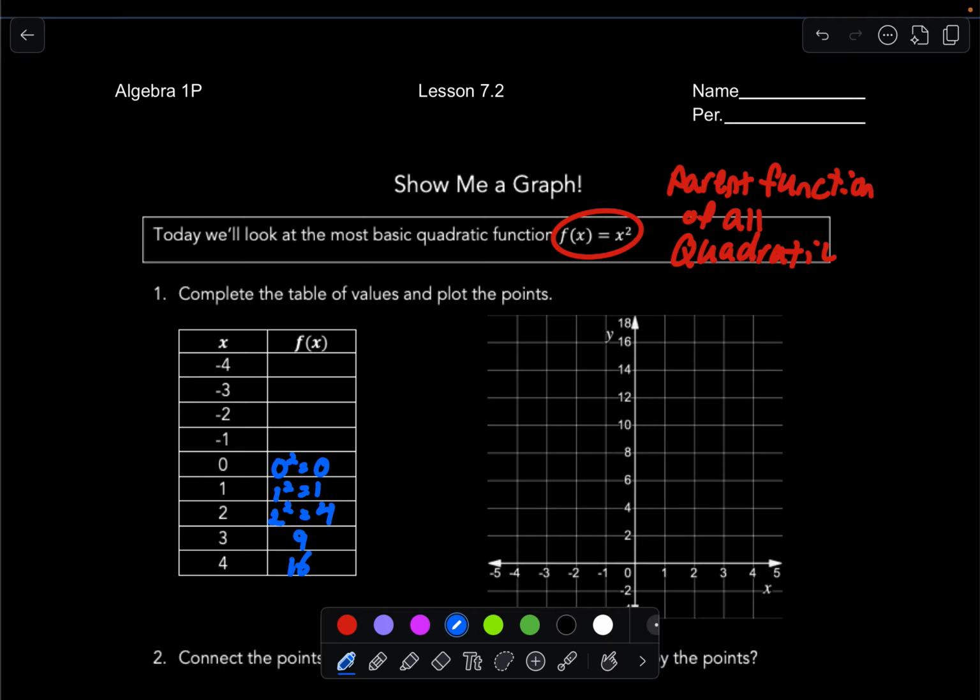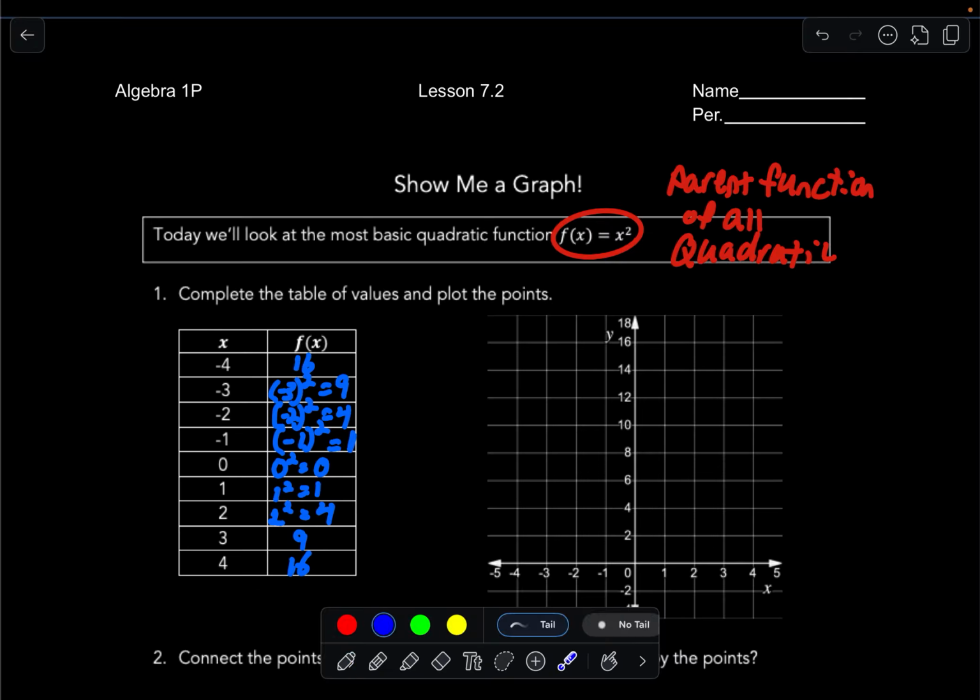Now, when you have negative 1, you've got to be careful, because when x is negative 1, it's negative 1 squared. You have to use the parentheses, which is 1, because a negative 1 times a negative 1 is a positive 1. When x is negative 2 squared, that's going to be a positive 4. When x is negative 3 squared, that's going to be a positive 9. And when x is negative 4, it's going to be a positive 16.